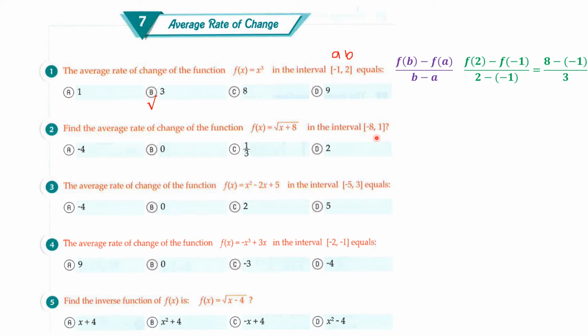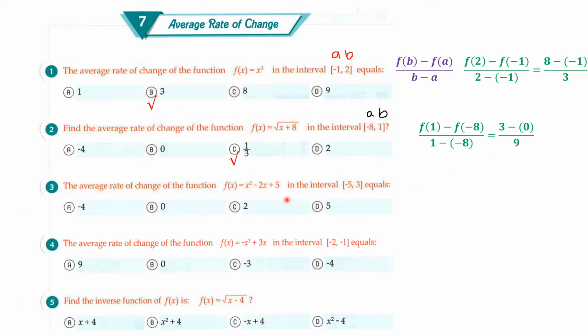Number 2, again, average rate of change of this function in the interval -8 and 1. As we said, we will consider the first one as A and the second one as B, and we will start always with f of B. Now, f of 1 is equal to 3. Over here, we will get 1 plus 8, root of 9 is 3, minus f of -8, which is 0, divided by 1 minus minus 8, and that is 9. So 3 over 9, the answer is 1 over 3.